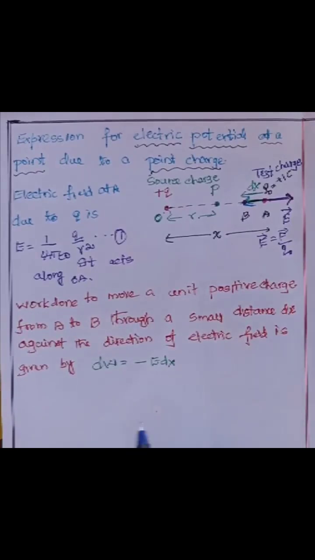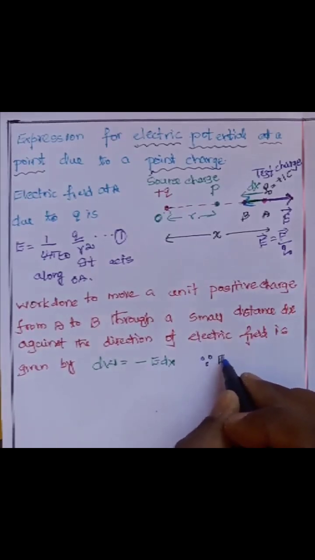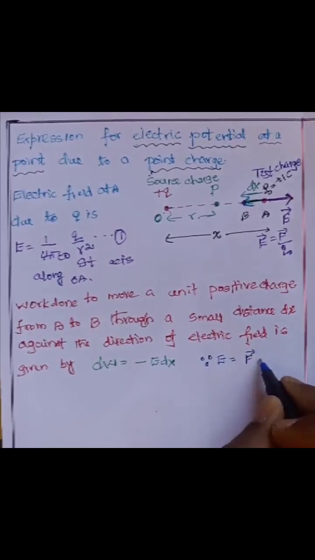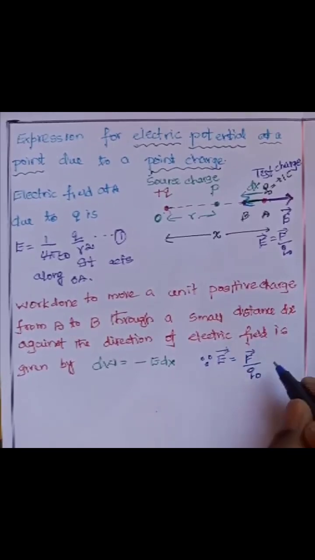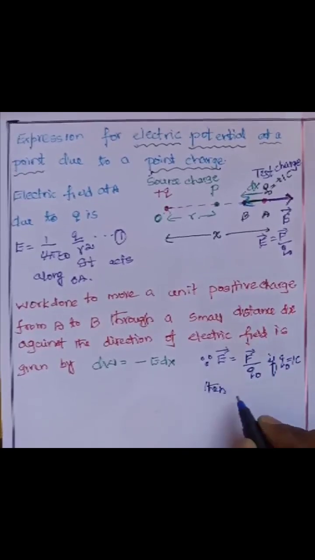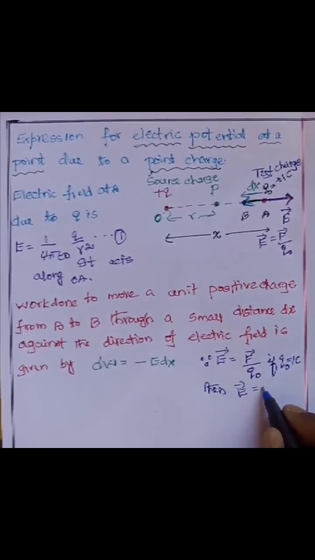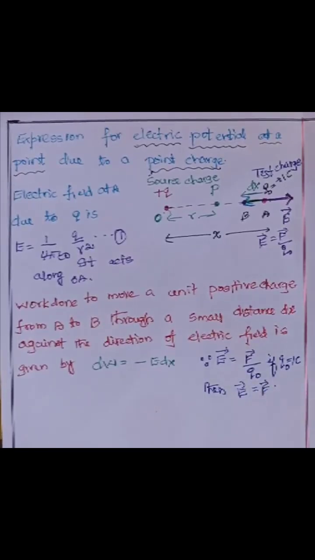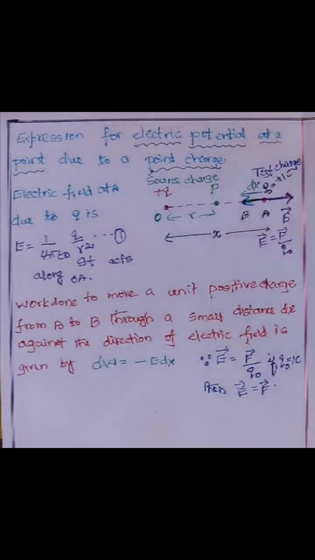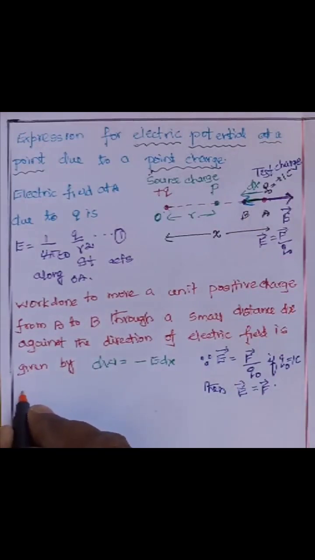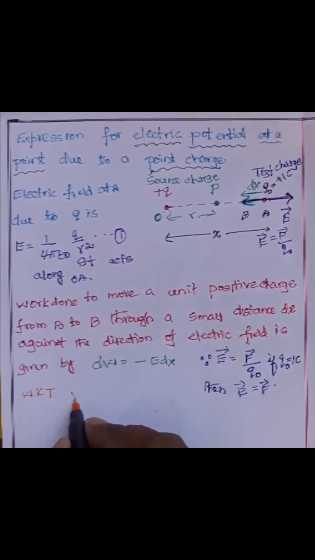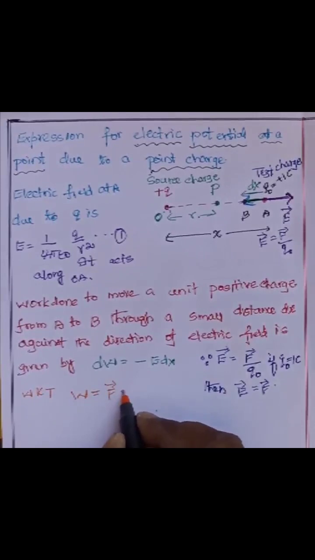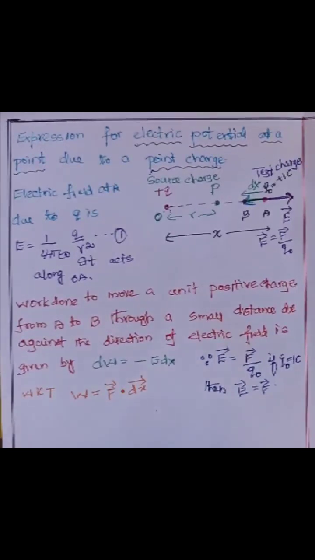Now, how do we obtain this formula? We know that E is equal to vector F divided by Q naught. If Q naught is equal to 1 coulomb, then vector E is nothing but vector F. And we know that work done W is equal to vector F dot vector ds. Why am I explaining this?